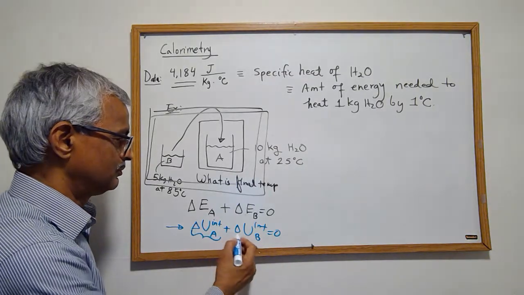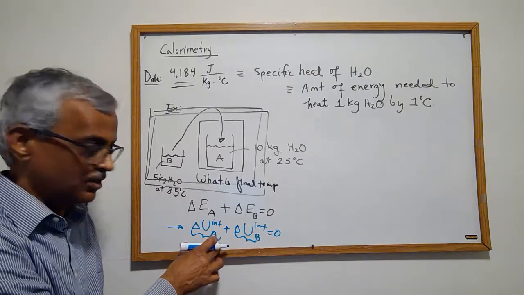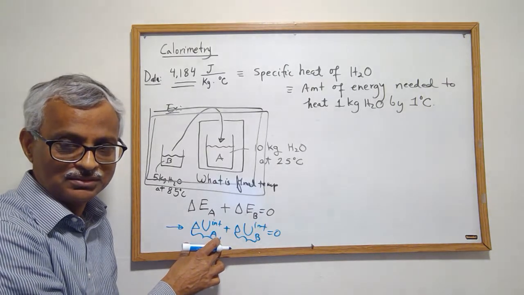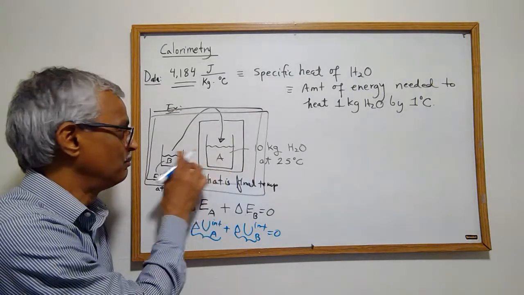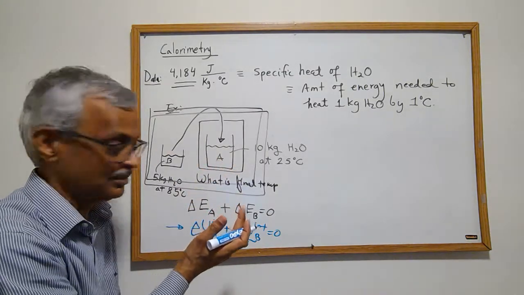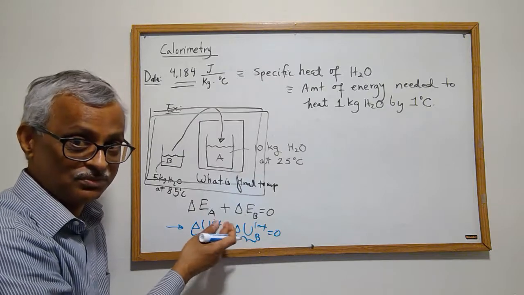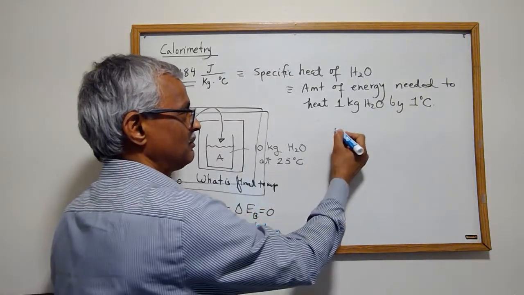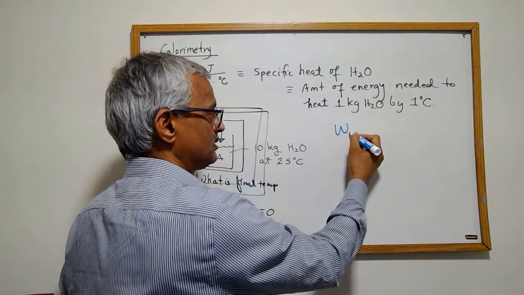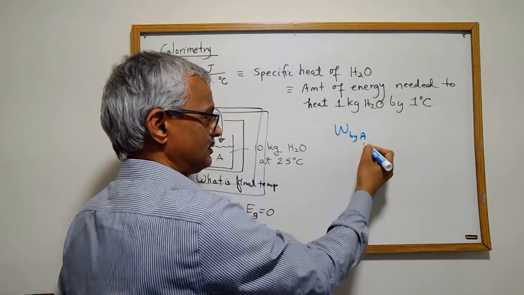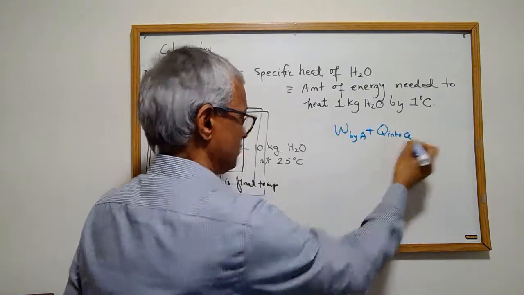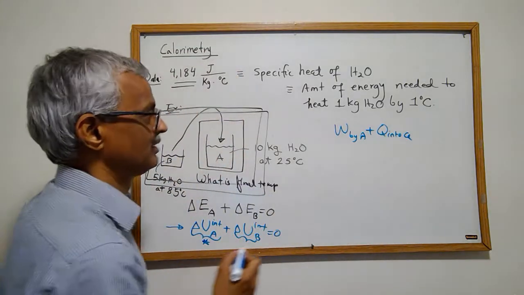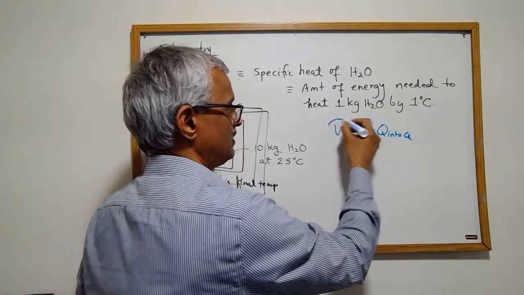Each one of them, according to the First Law of Thermodynamics, will have a work term, from B into A, but there's no work done, and there will be heat into A. So each one of them is work by A plus Q into A. That's the first part.